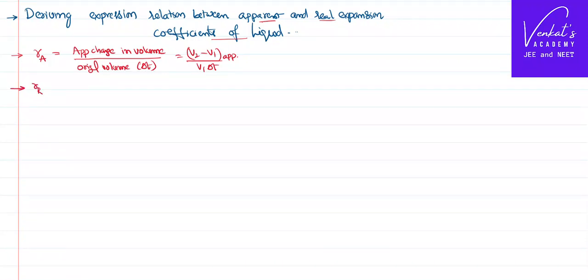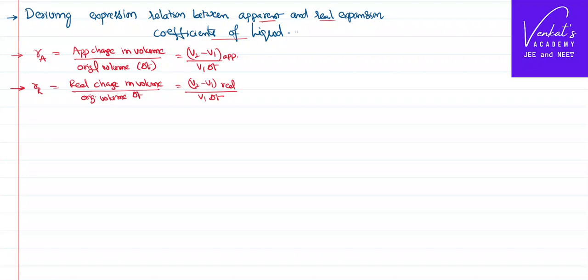Similarly, coefficient of real expansion is real change in volume to its original volume per 1 degree centigrade rise in temperature. That is (V2 minus V1), not apparent but real, by V1 delta T. We want to know what's the relation between these two, right?